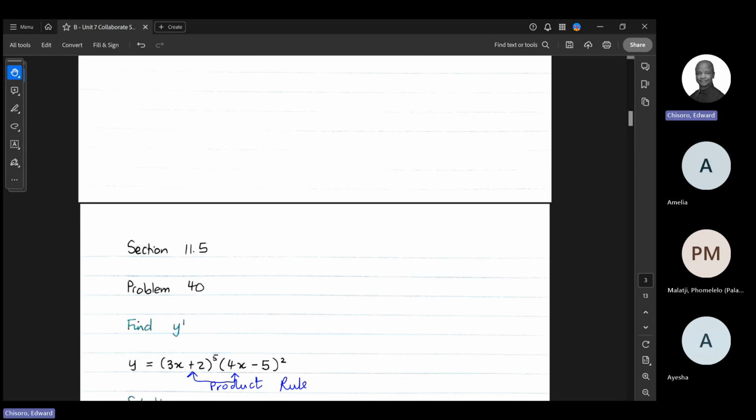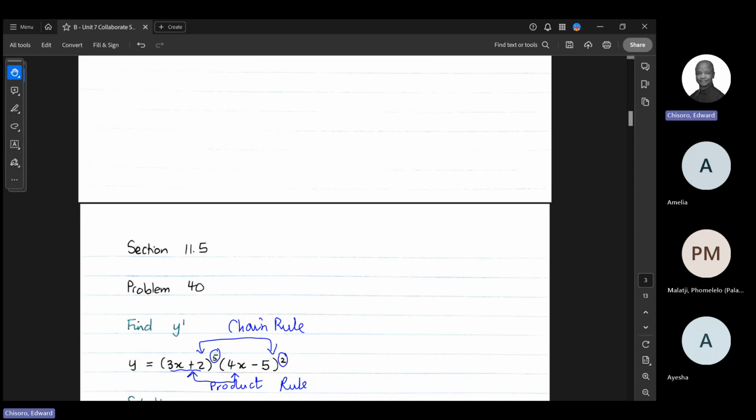firstly. And then secondly, for each of these two brackets, you see there's 3x plus 2 and it's to the power of 5. Here there's 4x minus 5 is to the power of 2. So in these two cases, we will need to use the chain rule because there is some function of x, but it is to the power of 5. So there's a function inside a function. The outside function is this function that takes everything and makes it to the power of 5. The inside function is this 3x plus 2. So you would break it down into a chain rule and then you would also use the product rule.